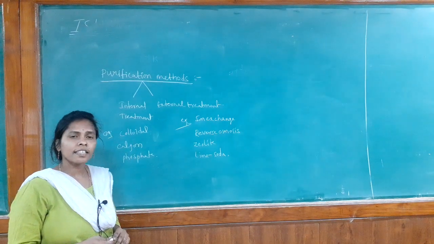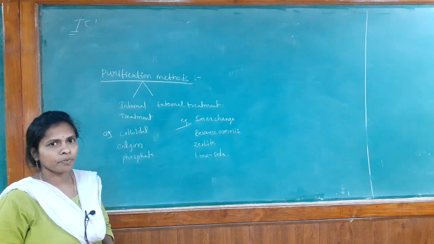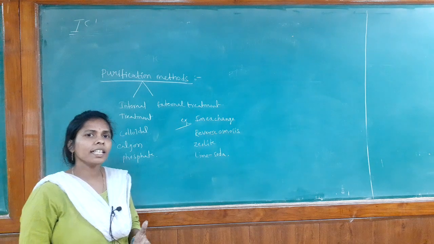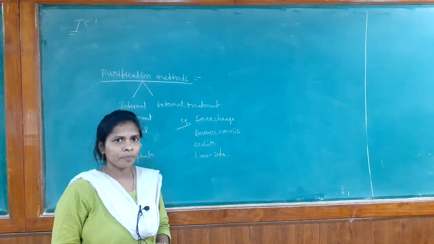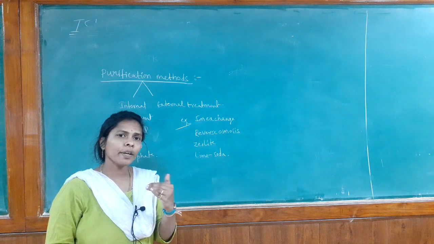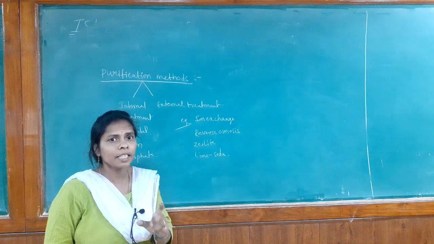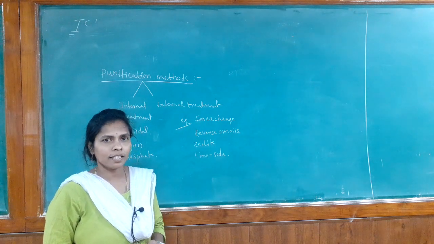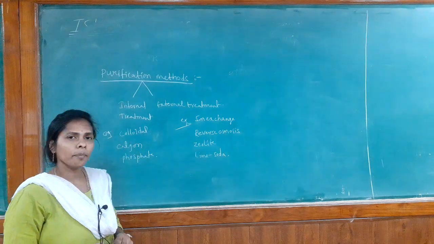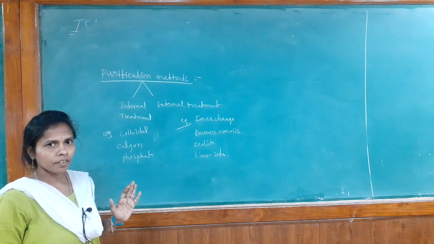The colloidal method is nothing but removing the colloidal impurities in the water sample. Colloidal impurities are the medium sized impurities. That means they are not very small in size and not very bulky, but they have a medium size; that is called colloidal impurities. By using the colloidal method, we can remove the colloidal impurities in the water sample.